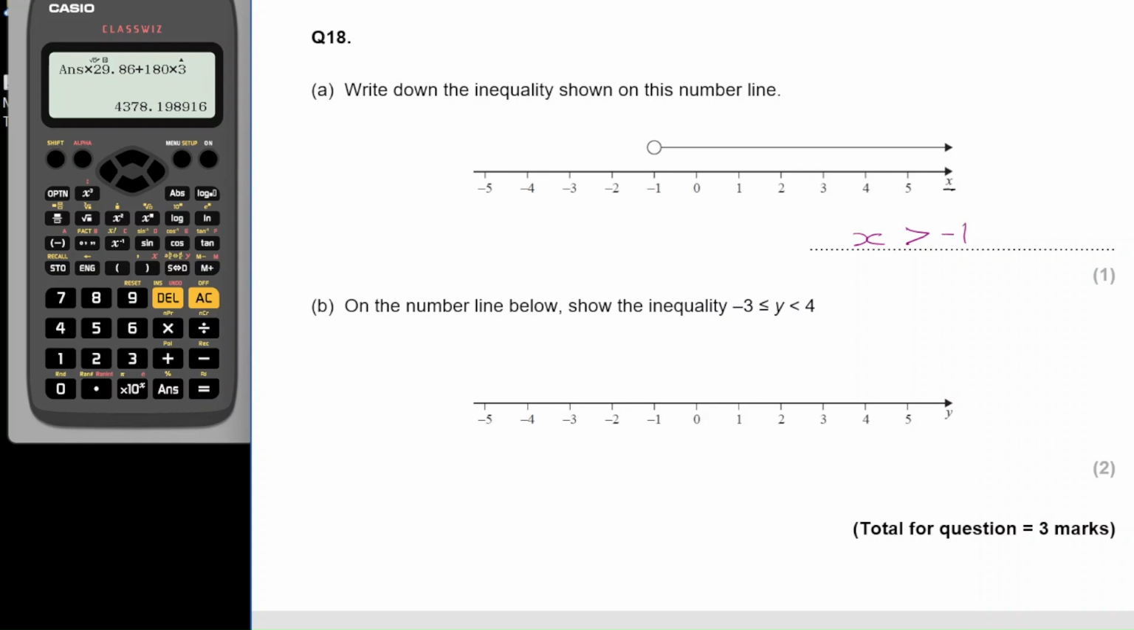Below, sketch on the number line, show the inequality. So at minus 3, I want a circle, and at 4, I want a circle, and I want a line joining them up. And then this one has to be shaded in because it can be equal to. So I view the line like a liquid that can go into the bubble if it can be equal to the bubble.